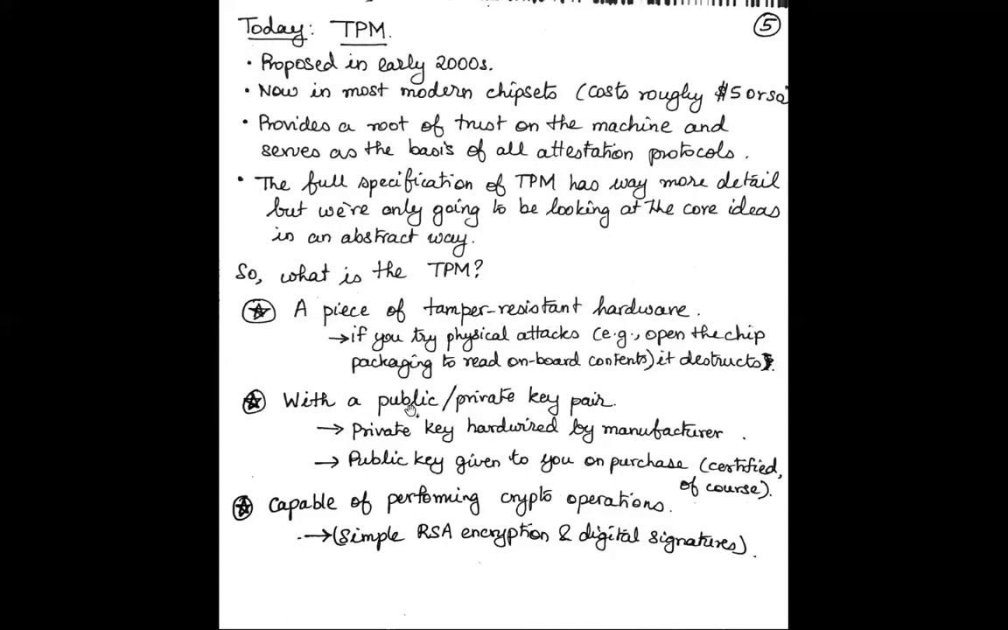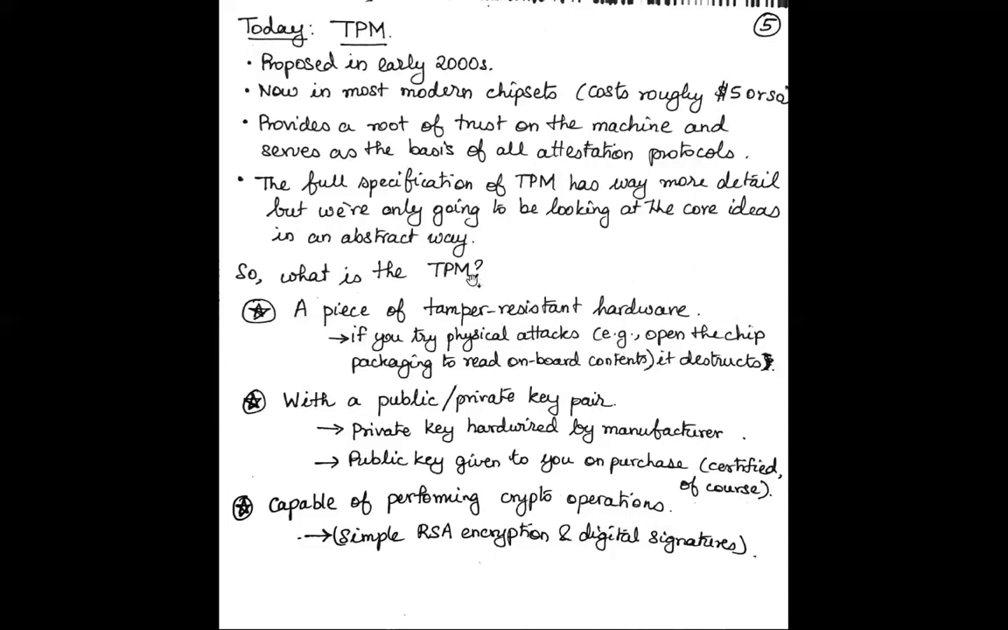So the TPM is also a piece of hardware that has its own public-private key pair. Okay, so the private key is hardwired by the manufacturer in the sense that it is set by the manufacturer, cannot be changed, and the corresponding public key is given to you when you purchase the TPM. Okay, so naturally it has to be certified. So if it's manufactured by Intel, you go to the Intel certificate authority and then you can get a certificate for the corresponding key pair. There are other manufacturers also, and you'll have to go to the corresponding certificate authority to get the corresponding digital certificate.